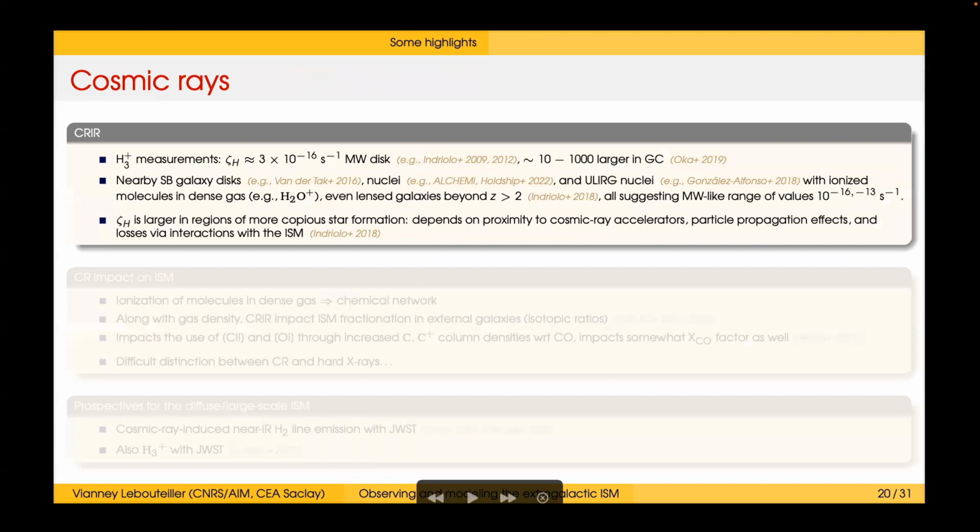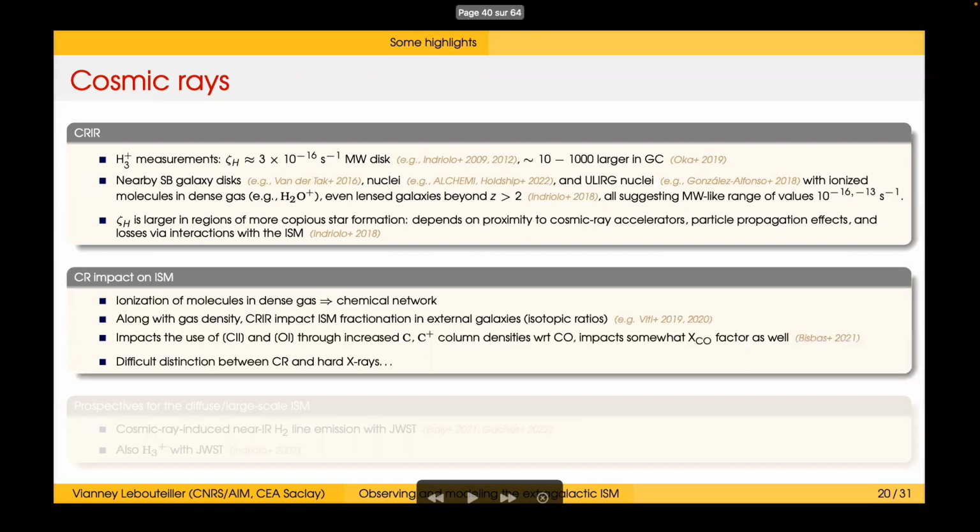Very quickly, X-rays and cosmic rays are very difficult to disentangle in models because they have a similar heating mechanism. In extragalactic sources, we tend to use the fiducial value in the Milky Way disk, but we know that the extragalactic observations all suggest Milky Way-like values between 10 to the minus 16 and a few orders of magnitude more in the nucleus, like in the galactic center.